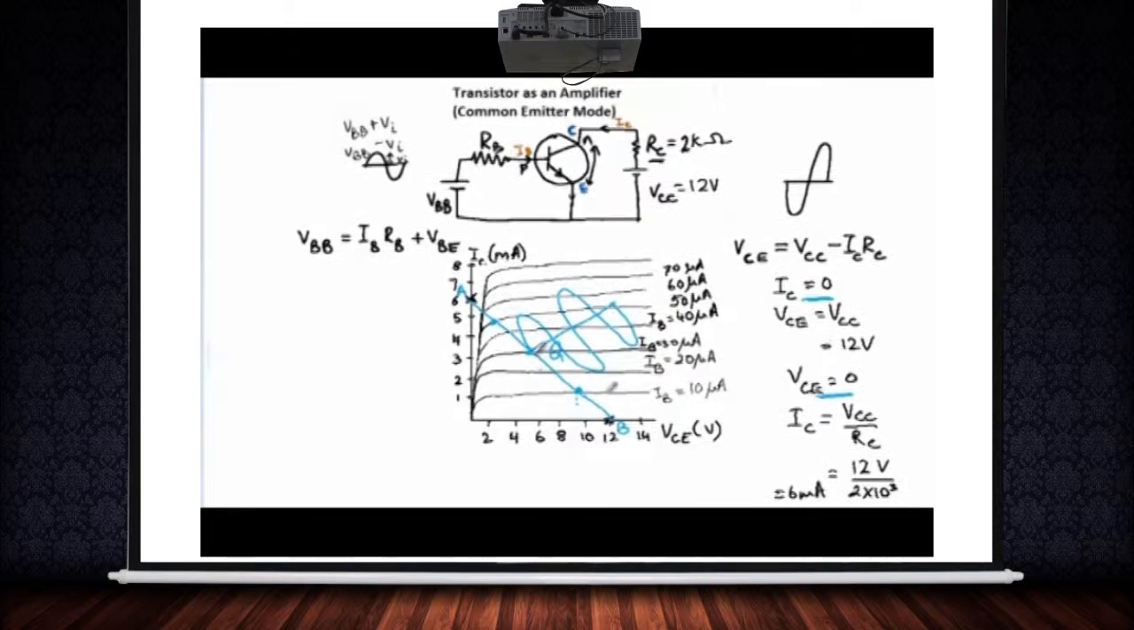Now, once we have made our choice of the operating point Q, we note down the values of IB, say 30 microamperes, the value of IC, which is 3 milliamperes, and the value of VCE, which is around 5 volts. And then by a proper choice of the input resistance, the output resistance, and the voltages, this is called biasing of the transistor.